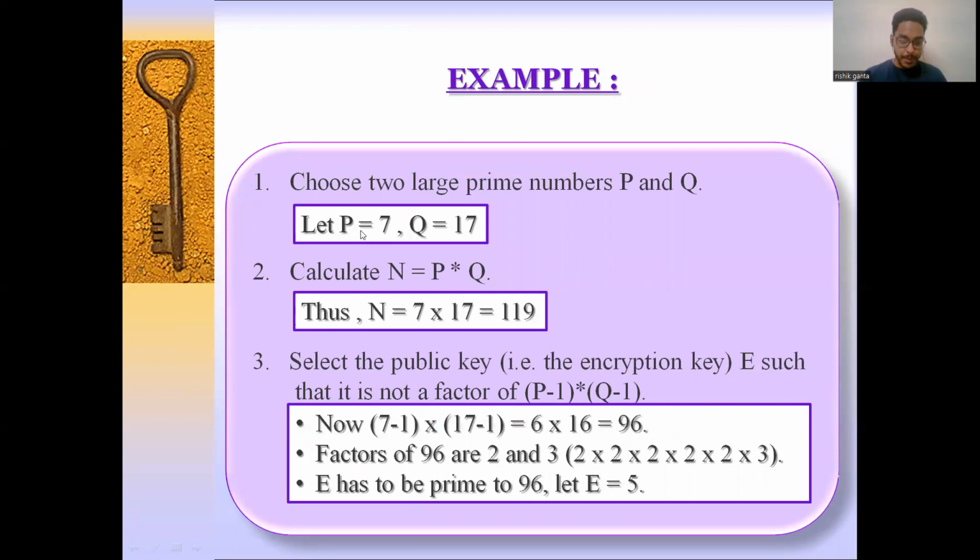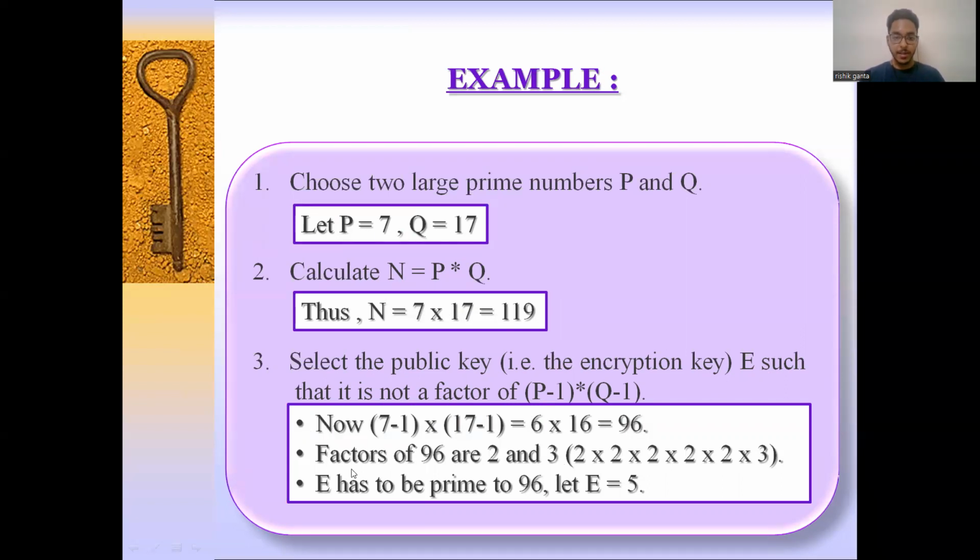Let p equal to 7 and q equal to 17. Now calculate n equal to p into q. Thus n equal to 7 into 17, which is 119. Now select the public key, that is the encryption key E, such that it is not a factor of p minus 1 into q minus 1.